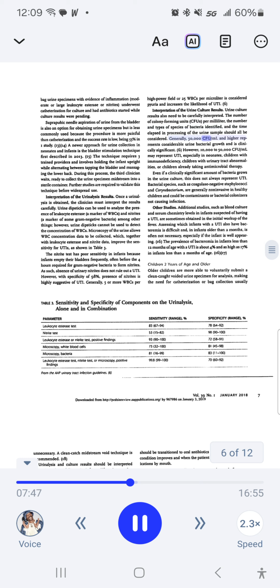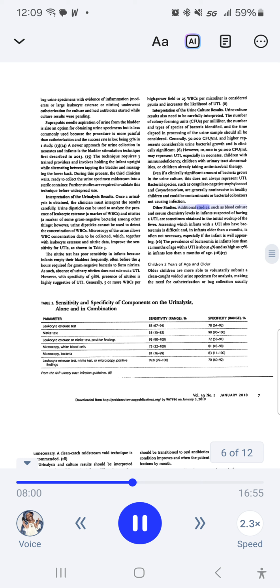Generally, 50,000 CFU/ml or more represents considerable urine bacterial growth and is clinically significant. However, 10,000 to 50,000 CFU/ml may represent UTI, especially in neonates, children with immunodeficiency, children with urinary tract abnormalities, or children already taking antimicrobial therapy. Even if a clinically significant amount of bacteria grows in the urine culture, this does not always represent UTI. Bacterial species such as coagulase-negative Staphylococcus and Corynebacterium are generally non-invasive in healthy children and could be contaminants or bacterial colonizers, not causing infection.